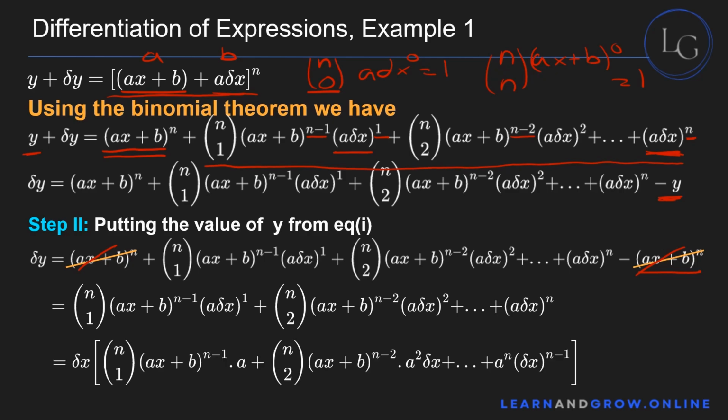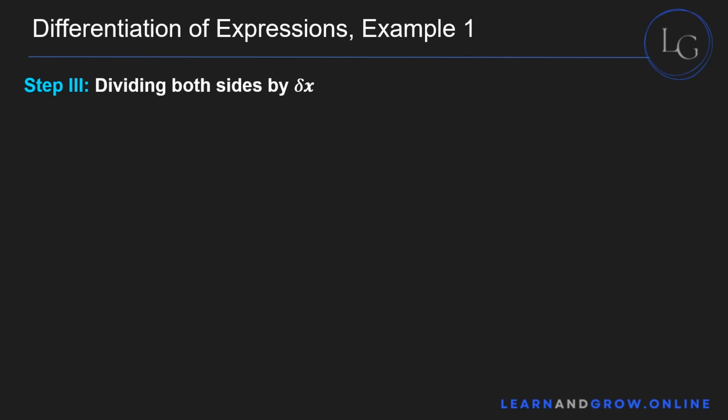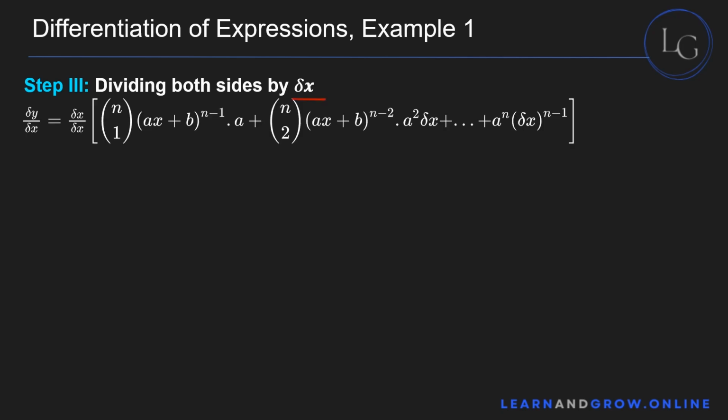And what you can do now is take delta x common, because now every single term will have at least one a delta x term. So you'll take delta x common, and now you're left with this in the bracket. Now step 3, divide both sides by delta x. So this becomes delta y over delta x, and this delta x over delta x will be cancelled out.